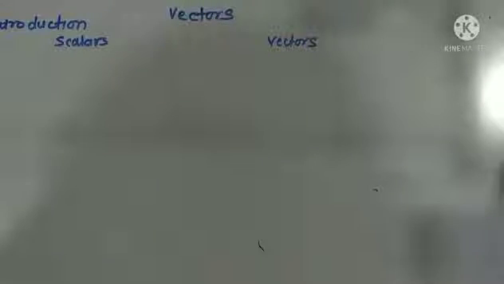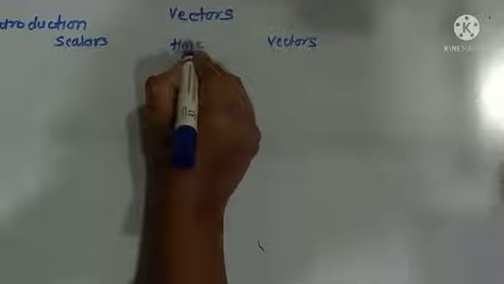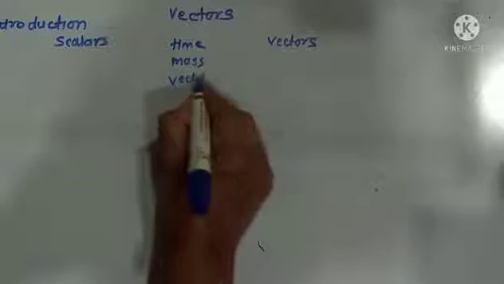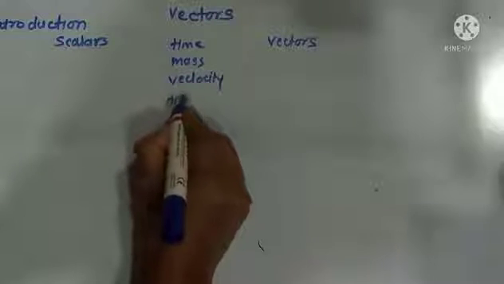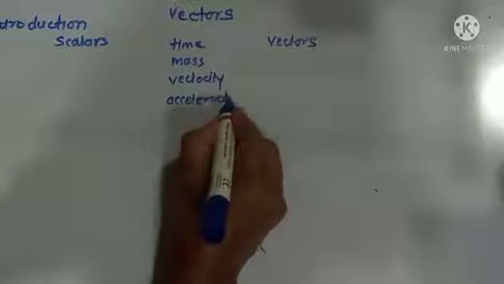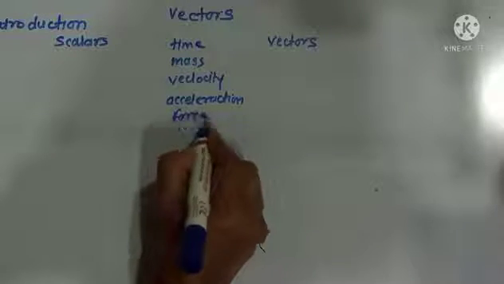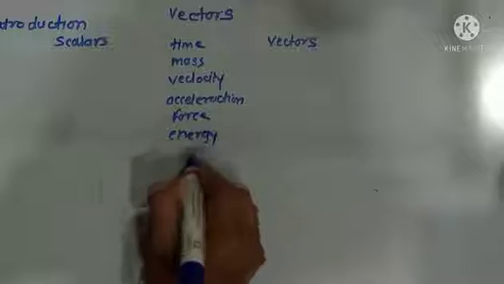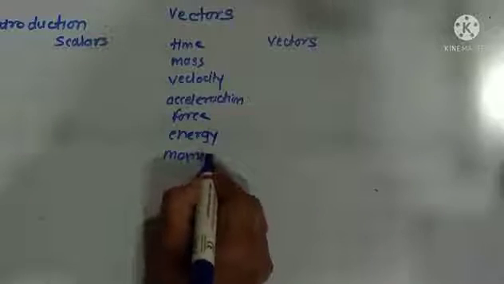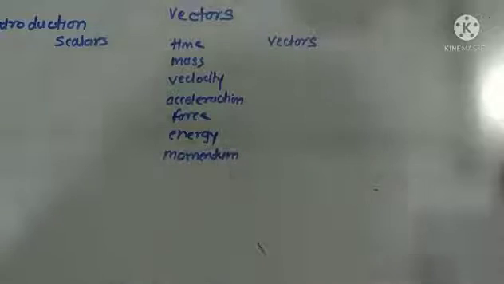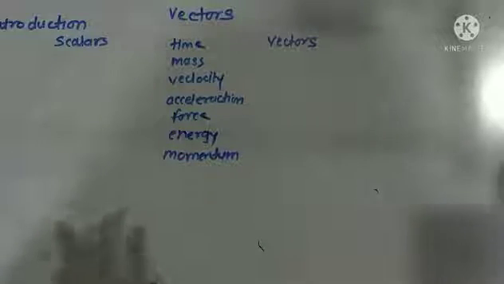What is meant by a physical quantity? In physics, what we measure is called a physical quantity. For example, when we measure time, mass, velocity, acceleration, force, energy, momentum. So what we measure, what we want to calculate in physics, these are called physical quantities. Okay, now out of all these physical quantities, some are scalar quantities and some are vector quantities.